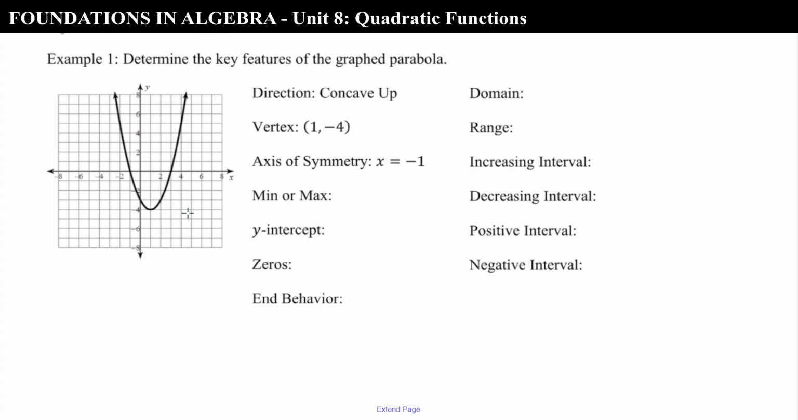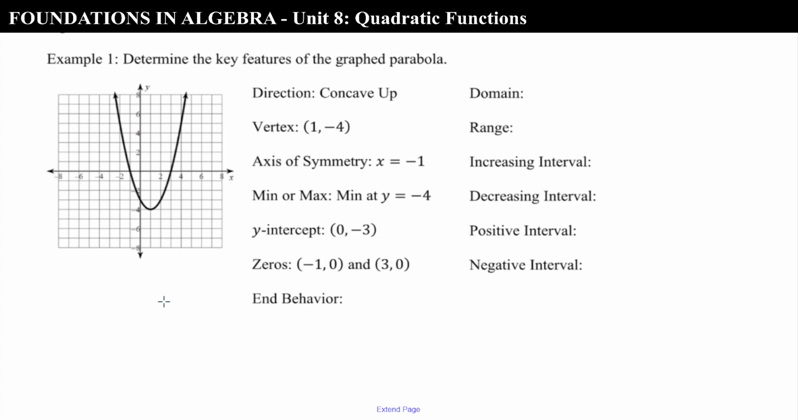For our min or max, our min is what we have, and the value is at y equals -4. We have a y-intercept at 0, -3. Our zeros, remember, zeros are a term for x-intercepts, are at -1, 0 and at 3, 0.